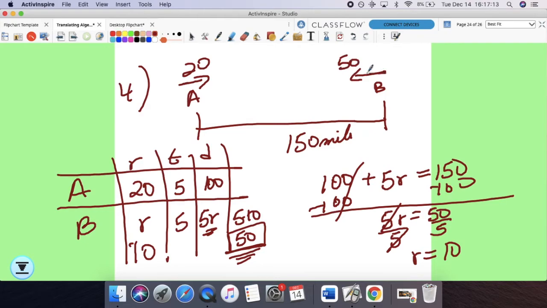So let's just go like this. Train A did the bulk of the distance, and he traveled for 100 miles. And again, the distance that they covered together should add up to 150, and they do.